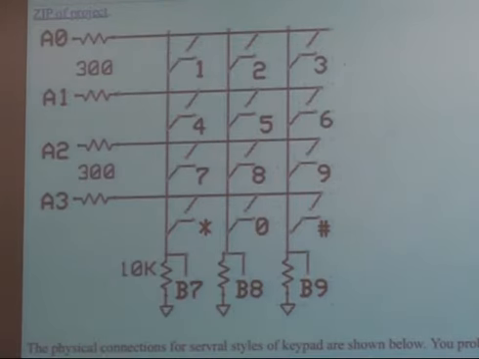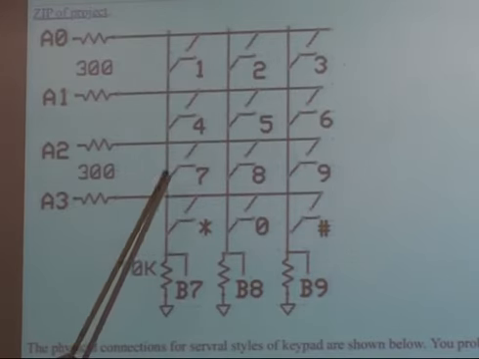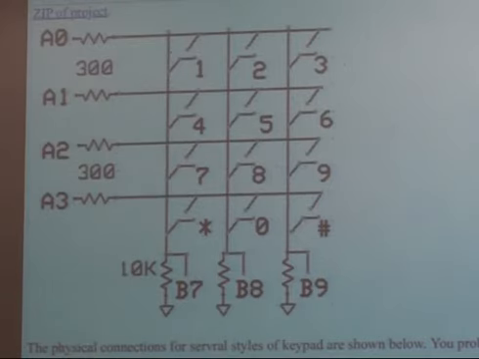The way I set it up, you don't have to set it up this way, I drove A0 through A3 as output lines from the microcontroller with a 300 ohm resistor on each one of the lines. That's to avoid shorting two of the pins together if the silly user presses, say, pins 4 and 7 simultaneously. And 10K pull down resistors on the B7 through B9 ports.